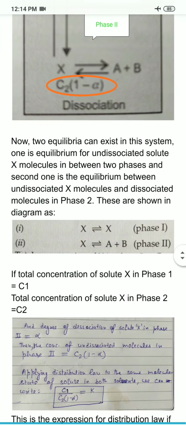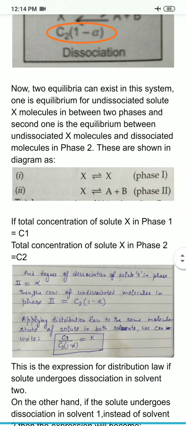Now if the total concentration of solute X in phase 1 is C1 and the total concentration of solute X in phase 2 is C2, and the degree of dissociation of solute X in phase 2 is equal to alpha, then the concentration of undissociated molecules in phase 2 will be equal to C2 into 1 minus alpha. Why? Because if unity was the initial concentration and alpha is the degree of dissociation, then the number of left molecules will be 1 minus alpha, and the total concentration will be equal to C2 into 1 minus alpha.